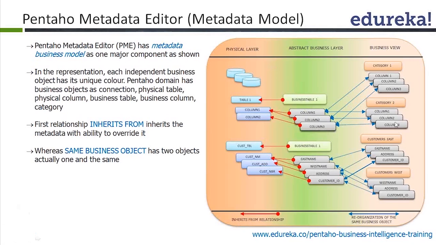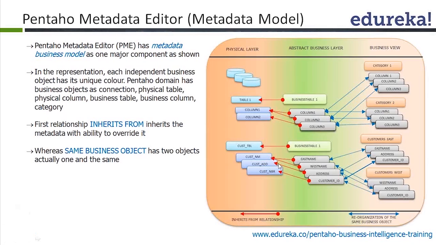So in the business model, each color has significance. In the representation, each independent business object has its unique color. So like business table 1, this business table has a unique color. Then column 1, column 2, column 3. Then first name, east name, west name. So these are analogies. The top one is abstract names, and at the bottom they're showing some realistic examples.